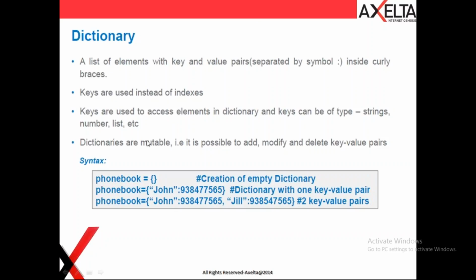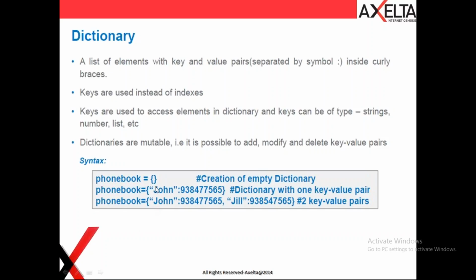So dictionaries are mutable means you can add an element into the dictionary, you can delete an element from the dictionary with the help of the address, and you can modify the things in the dictionary.